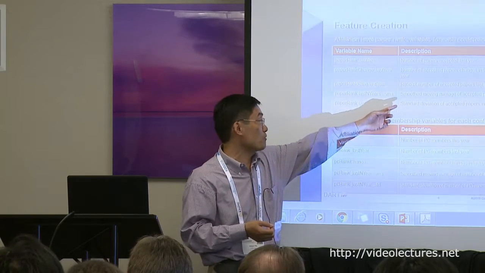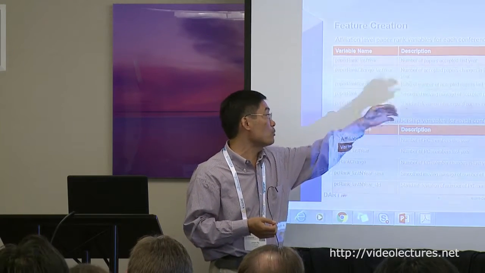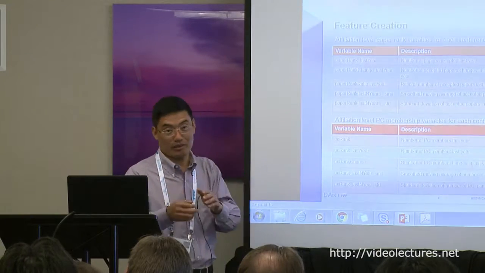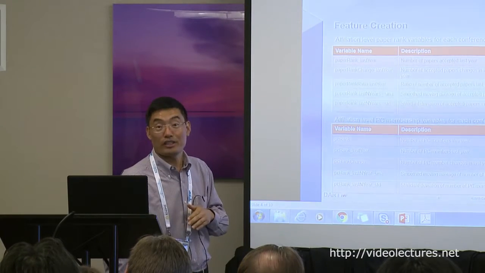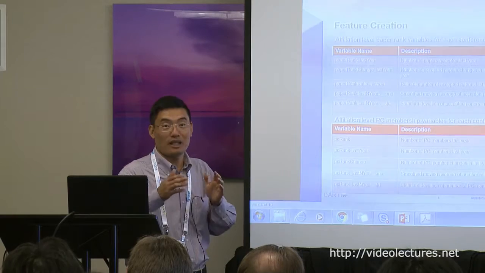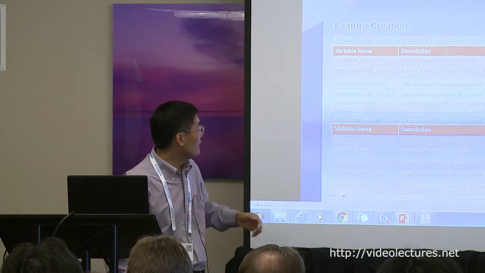We're using smooth moving average for the last 2 years and last 3 years. Those are very traditional variables when you handle time series regression. And then these are the PC membership variables, right?